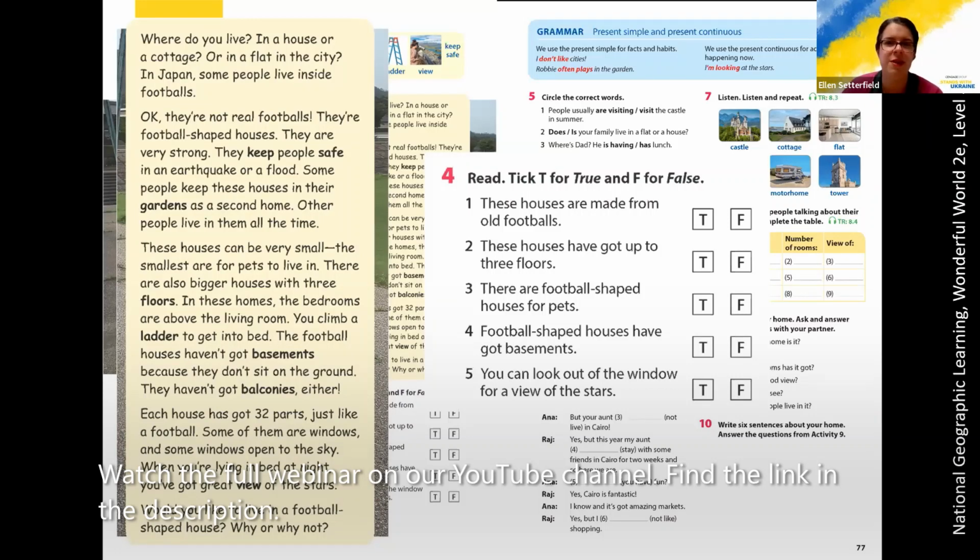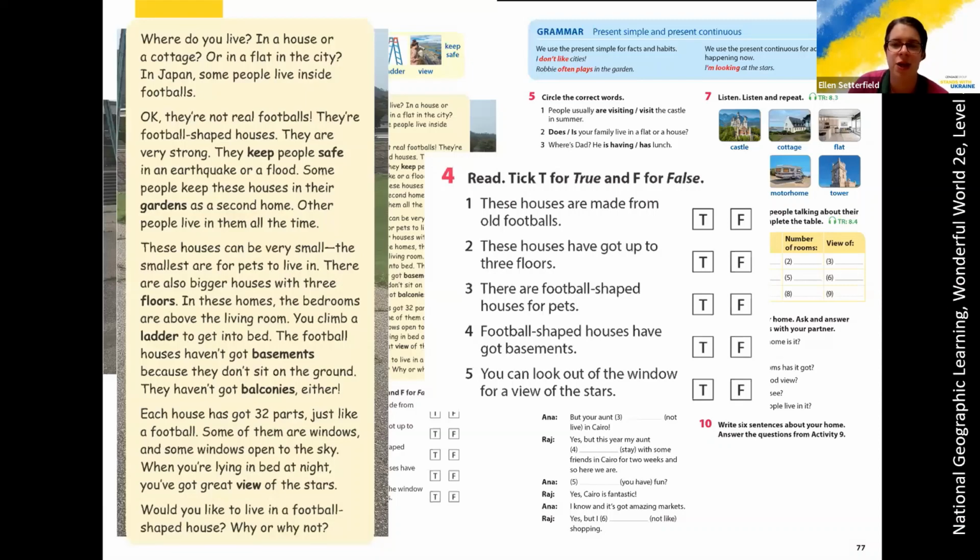But if you've got students who are a little bit weaker and you want to give them a bit more help about making predictions before they read and check their answers, doing the true or false activity first and then reading to check is a good idea.